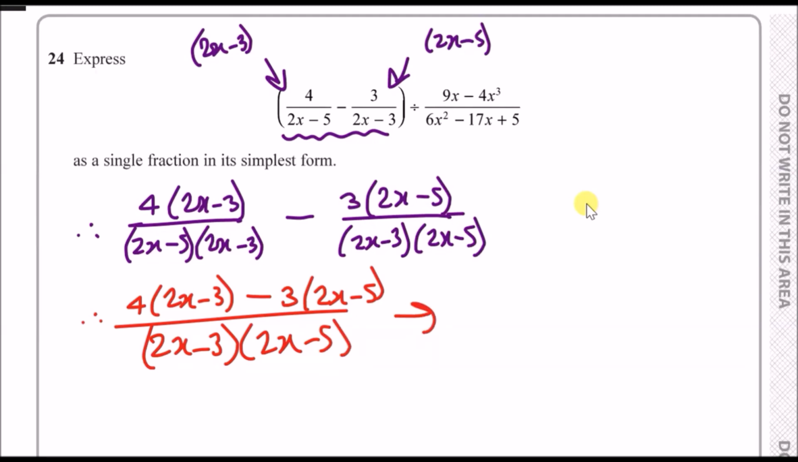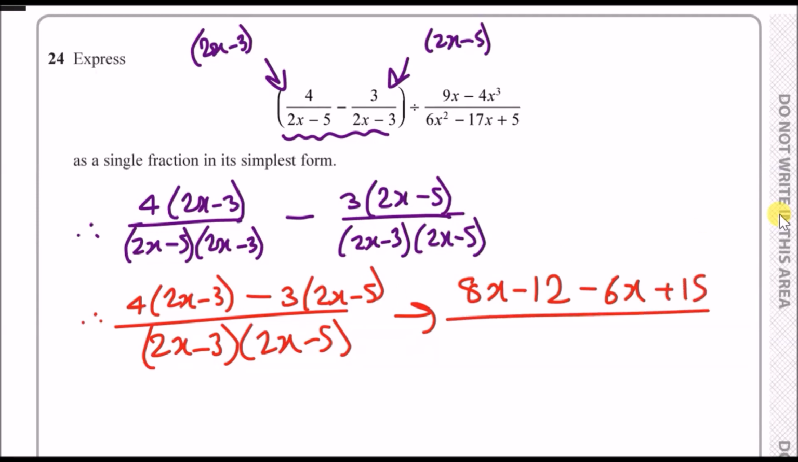Now, tidying this up a bit, guys, expanding both brackets, you're going to get 4 times these lot, which is 8x minus 12, take away. Now, because you've got a minus sign, don't forget to flip the signs, yeah, when you expand. Well, you've got 3 times 2 is 6x, it'll be minus 6x. And you've got 3 times minus 5 is minus 15, with the minus becomes plus 15. Again, all over the same thing. So I'm just going to do it like this for now.